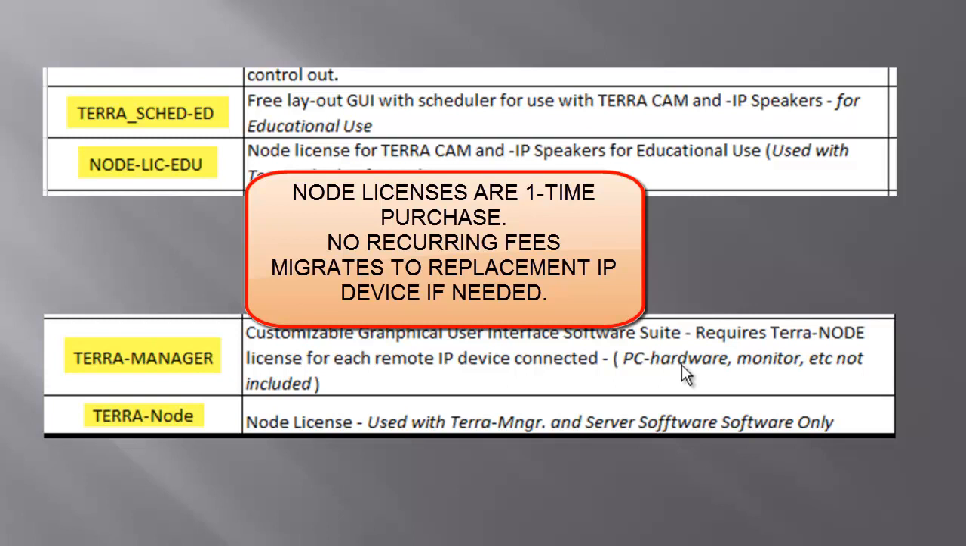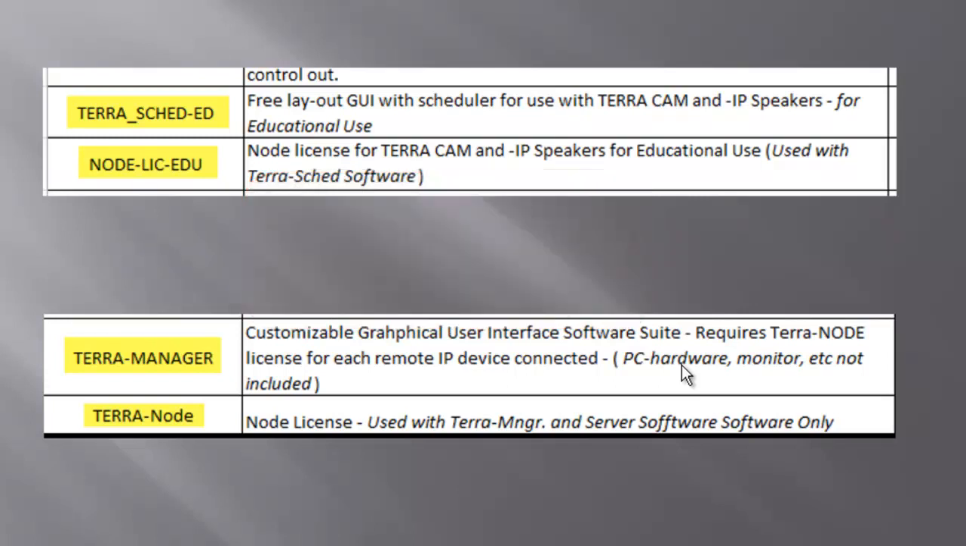Even if that device happens to go down or gets damaged and you replace it, you can even migrate the license from one device to another like device. So you never lose that node license, and you can add more node licenses down the road. Terra-Manager comes in two flavors, as does the associated node licenses.